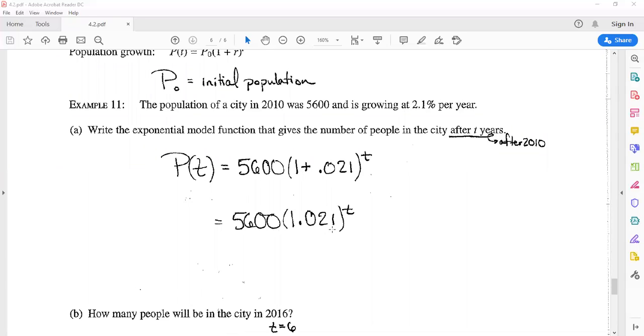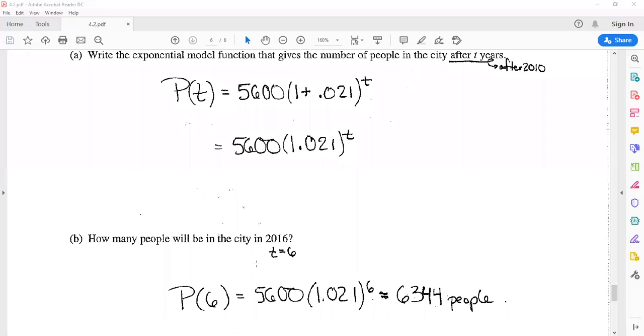And now they ask us how many people will be in the city in 2016. Well, 2016 is 6 years after the initial time, so that will correspond to T equals 6. And so we can plug away in our Texas Instrument that P of 6 is 5,600 times the quantity 1.021 to the 6th. And if my Texas Instrument told me right, this one is around 6,344 people.